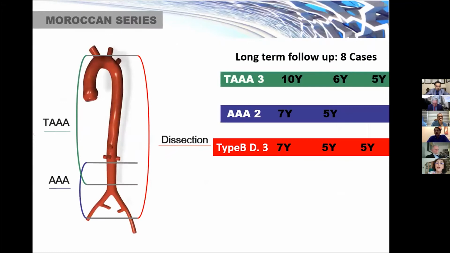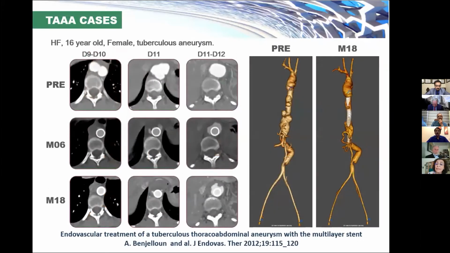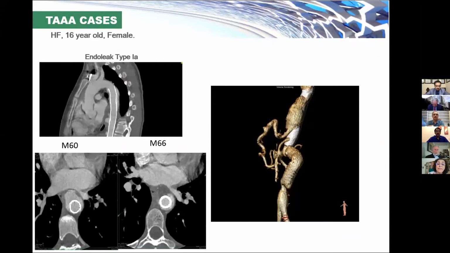We have 8 cases with long-term follow-up, 5 aortic aneurysms and 3 type B dissections, with follow-up between 5 and 10 years. The first case concerns a young female with a tuberculous aneurysm, and this is the CT scan at different levels until 18 months. At 5 years, the patient developed a type 1A endoleak, which was corrected by a secondary procedure.